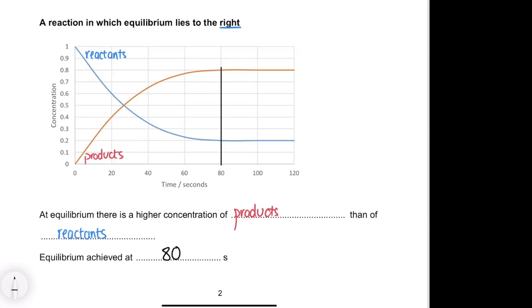So it's important that you can interpret these graphs, but the main thing is that you know these two key features. The rates are equal at equilibrium and the concentrations remain constant at equilibrium.